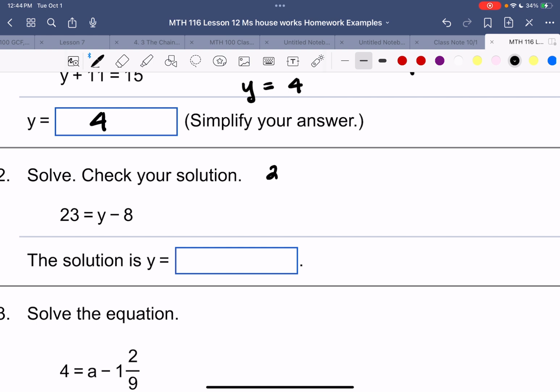Example 2, 23 is equal to y minus 8. Now, there is no rule that says that the variable has to be on the left. It can be on either side. So I'm trying to isolate this y. I'm going to do the opposite of subtract 8. I'm going to add 8 to both sides. I almost subtracted on one side. You have to do the same thing on both sides. So 31 is y, because negative 8 plus 8, that's just 0. Okay.